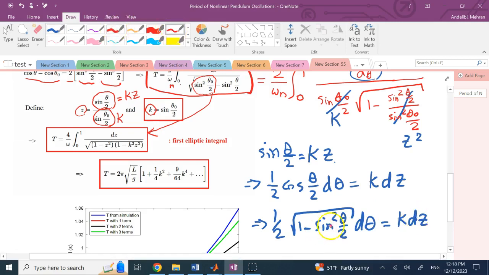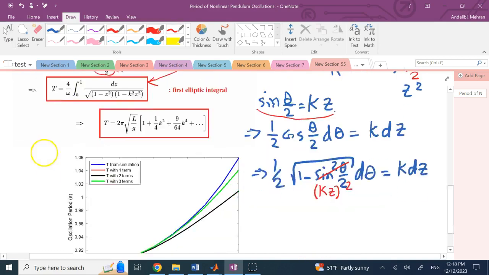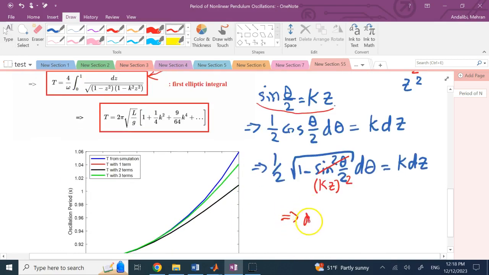Now, remember, sine of theta over 2 is kz, so this is going to be 1 minus k squared z squared. Right? So d theta becomes what? D theta becomes 2 times k dz over square root of 1 minus k squared z squared.